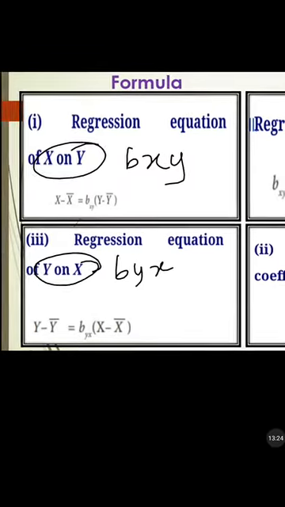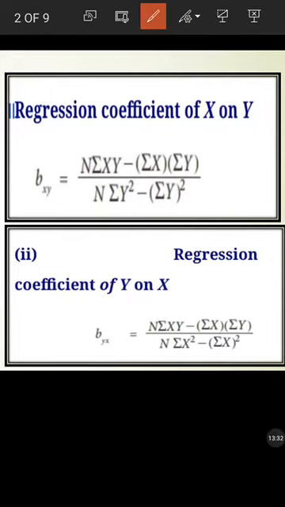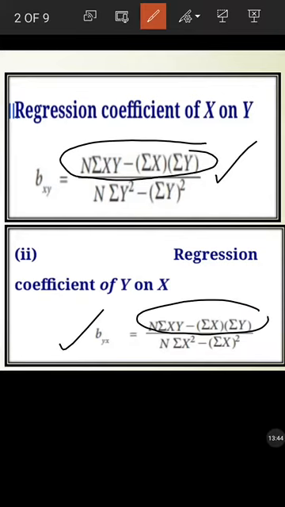This coefficient is what we have calculated here. Regression coefficient of x on y and regression coefficient of y on x. So this is the coefficient formula. We should know this formula. Once again let me repeat it. The numerator is the same, this part. This part is similar for both the coefficients. Only in the denominator, for bxy there is only y below, and similarly for byx there is x below.